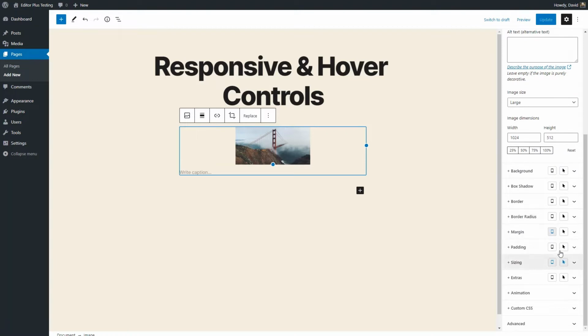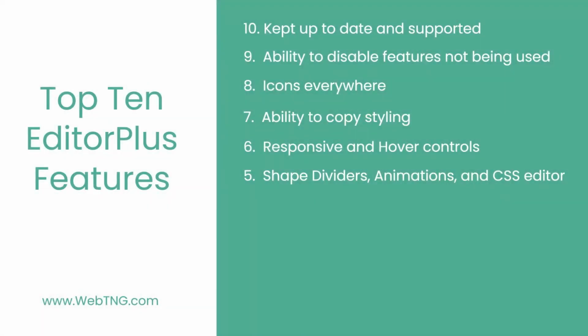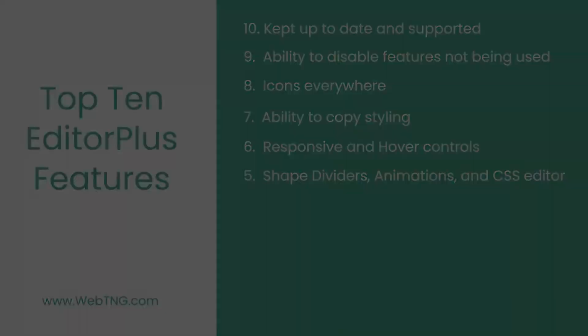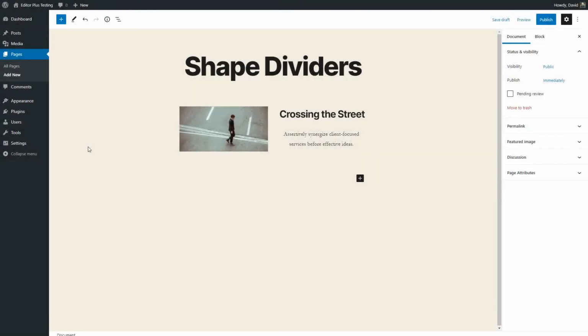As you can imagine, you can combine some of these settings to get different on-hover options. So there's an example of the responsive and hover controls added by EditorPlus. Next, I want to look at shape dividers, animations, and the CSS editor. Really 3 separate features, but here we go.